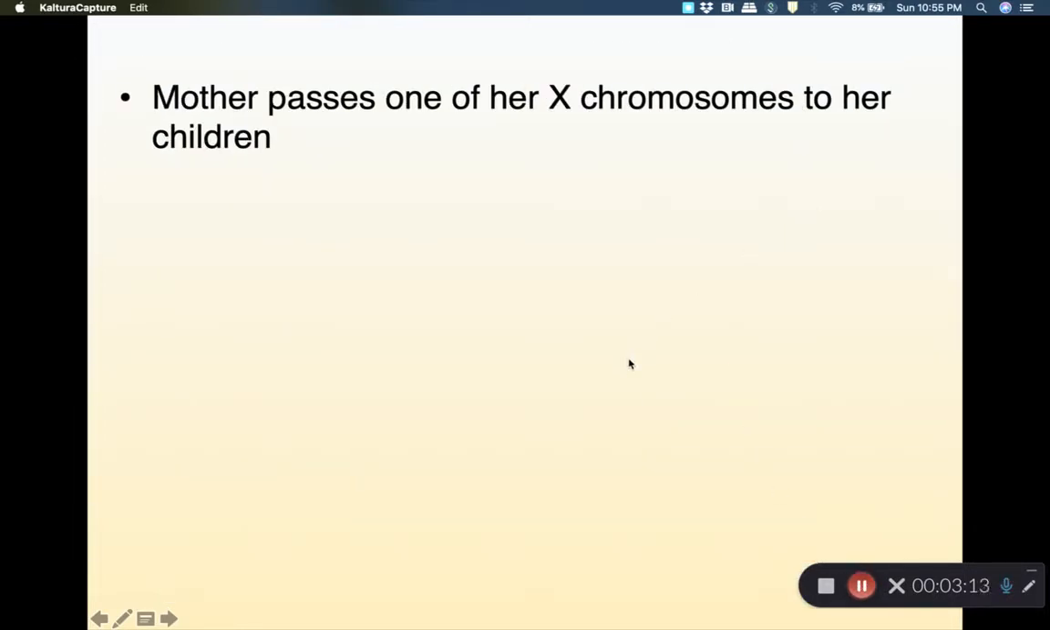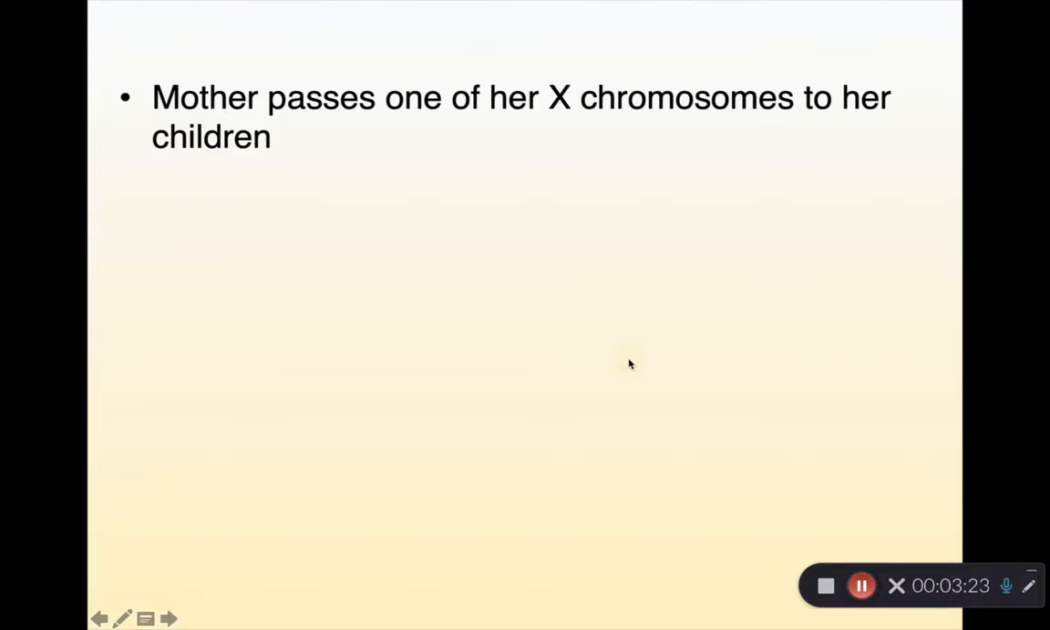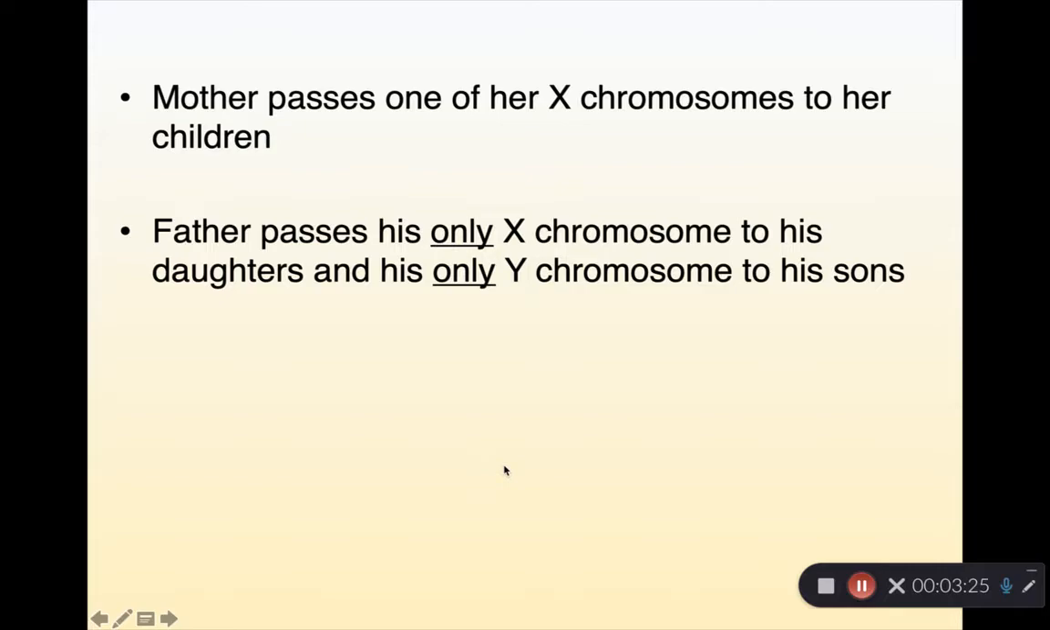So what are the takeaways of looking at this X-linked trait? The first thing that we have to always understand is the mother passes one of her X chromosomes to her children. However, the father passes only the X chromosome to his daughters and only the Y chromosome to his sons.